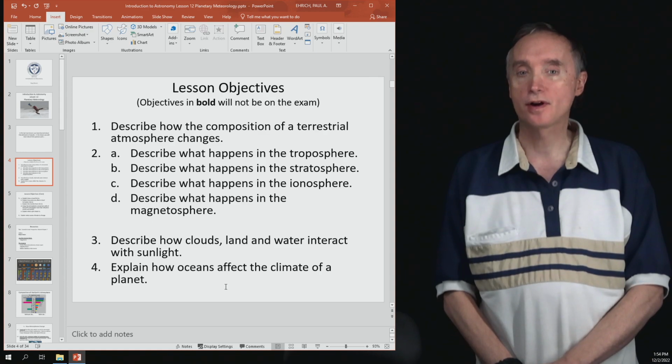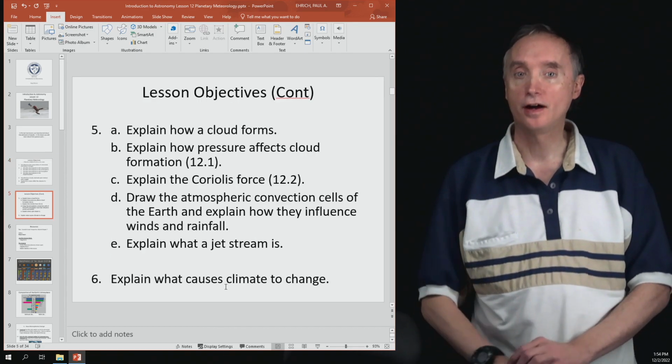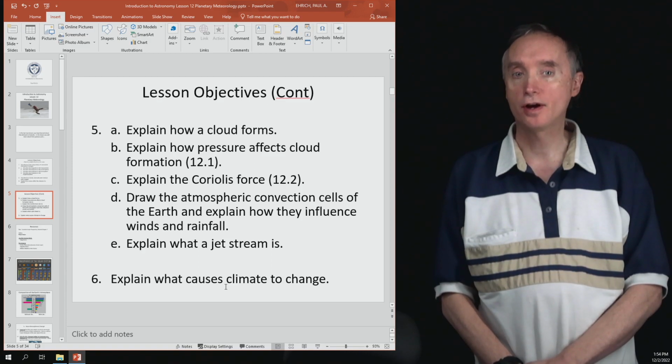Number 3, describe how clouds, land, and water interact with sunlight. Number 4, explain how oceans affect the climate of a planet. Number 5, explain how a cloud forms. Explain how pressure affects clouds.